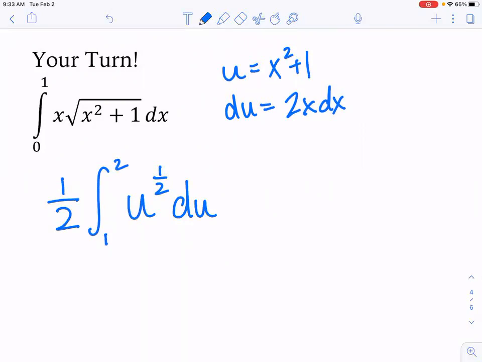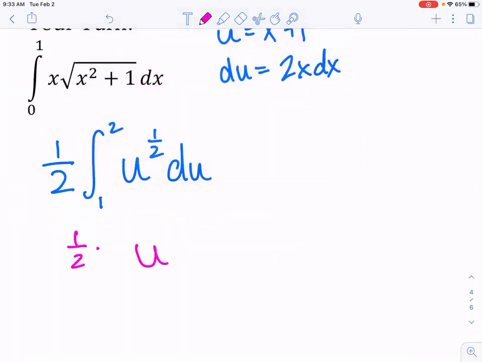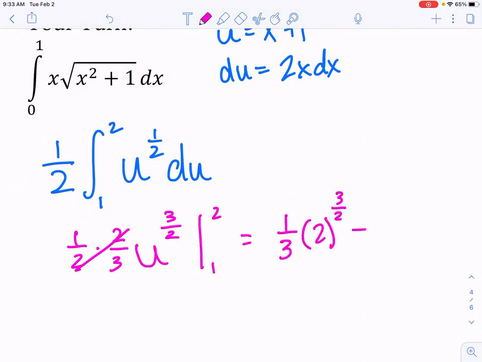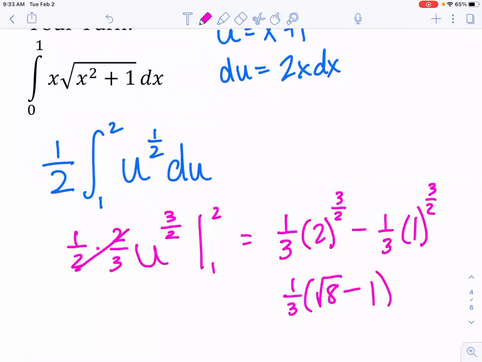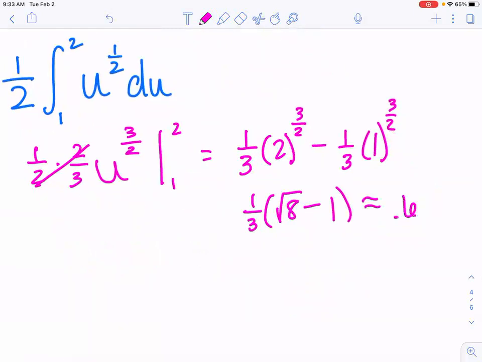Kind of boring. Right? So then our antiderivative should be 1/2 times u to the 3/2 times 2/3. Those go away. Evaluated from 1 to 2. So we have 1/3 times 2 to the 3/2 minus 1/3 times 1 to the 3/2. So if you didn't have a calculator, you would pretty much have to leave it like this. Now, with your calculator, it is fine to approximate this to be 0.609. Okay. Did you figure out what happened?